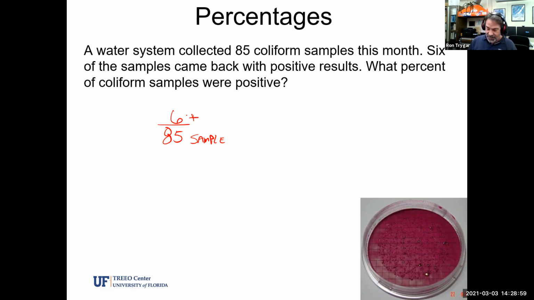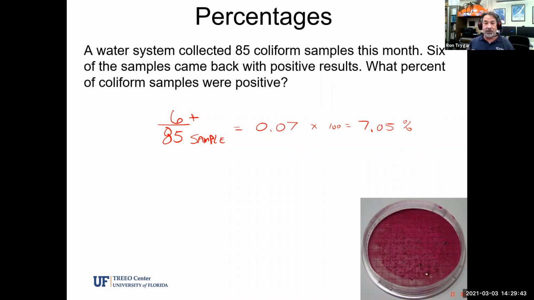So 6 divided by 85 is 0.07. And we multiply this by 100 to move the decimal point over, and we get 7.05% were positive. So 7% of the monthly samples were positive. By the way, that wouldn't be a good thing because we can't have more than 5% come back positive over the month, because we're trying to make sure that we're putting out good water and protecting the public health. And if you're collecting more than 40 samples in a month, you're allowed up to 5% to be positive, but it looks like we're over that.